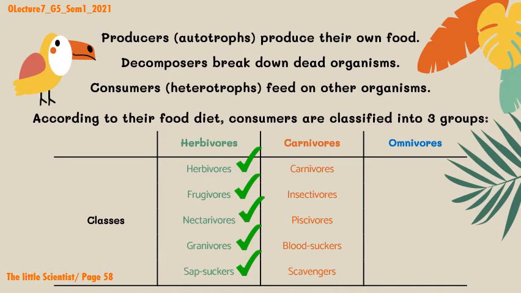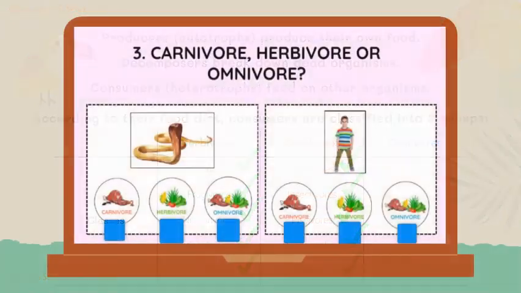Carnivorous animals feed on meat. They eat other animals. Carnivores feed on meat. They hunt for food. Insectivores feed on insects. Piscivores consume fish. Bloodsuckers suck blood for food. Scavengers are animals that feed on already dead animals, on cadavers. Omnivorous animals feed on both plants and animals.